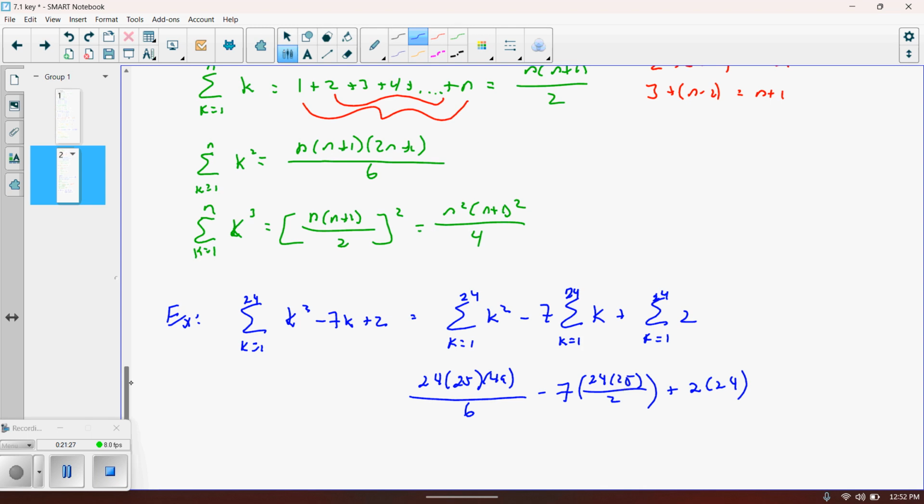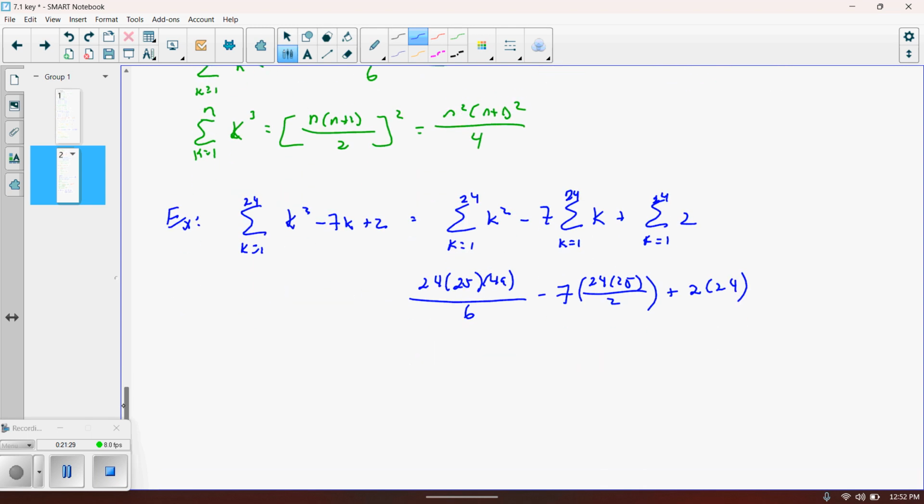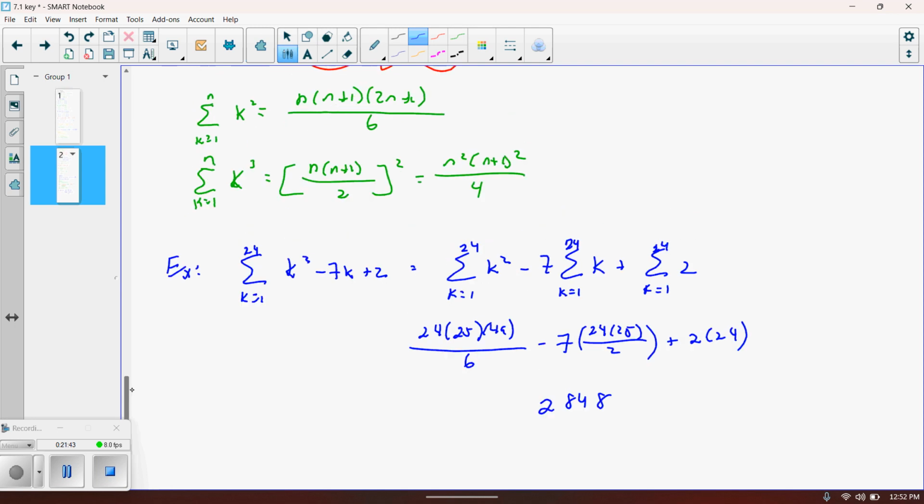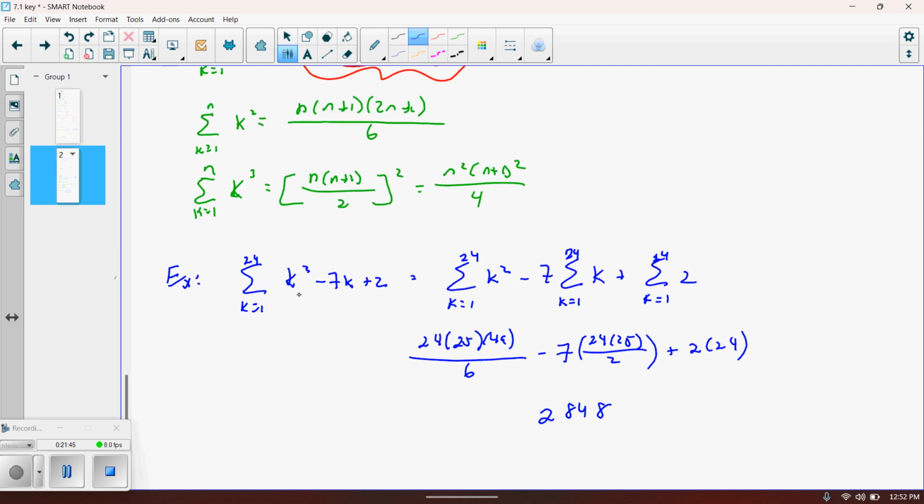I'm not going to run through actually breaking down all of the math here, but it actually works out to be 2,848 when you simplify all of that. So much easier probably to break this thing up than to actually plug in 1 through 24 into this thing right here and write out all of those terms, just using these formulas. Probably the easiest way to do that. And that is basically how you would find the sum of a given sequence given a specific number of terms.